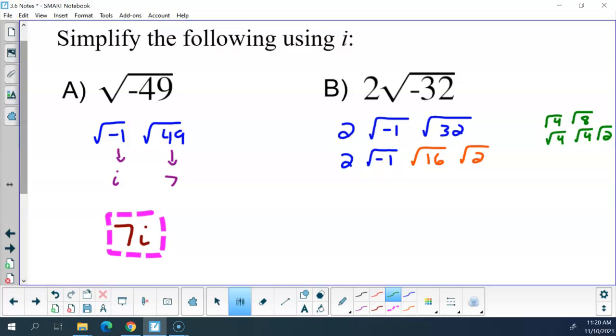That is wrong. Because outside numbers don't mix with inside numbers. Yep. So this 2 just comes along for the ride. Square root of negative 1 is i. Square root of 16 is 4. And the square root of 2 is the square root of 2. Still multiplying them all. 2 times i is 2i. Times 4 is 8i. So this is 8i times the square root of 2.